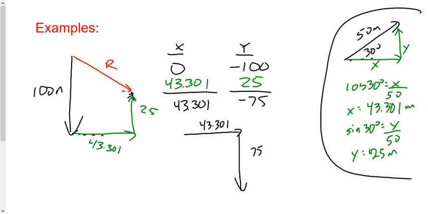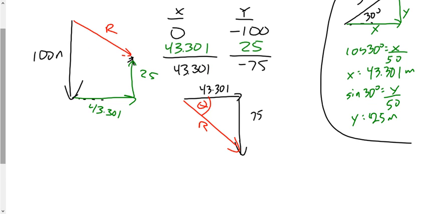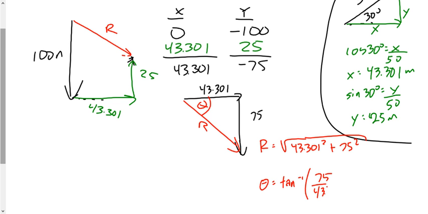You can do this, right? There's theta, by the way, at the start. There's r. We did this a ton of times already. All we're going to do is say r is equal to the square root of 43.301 squared plus 75 squared. And theta is, look at what we got. 43 is the, which side? Adjacent. 75 is opposite, so let's use tan. It's the inverse tan of opposite over adjacent, 75 over 43.301.